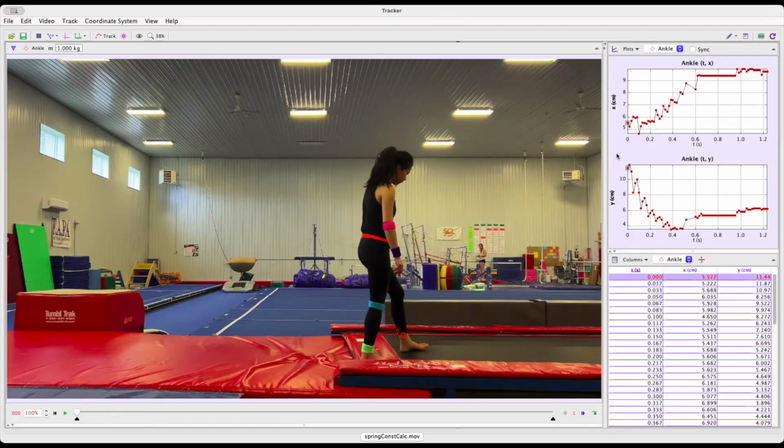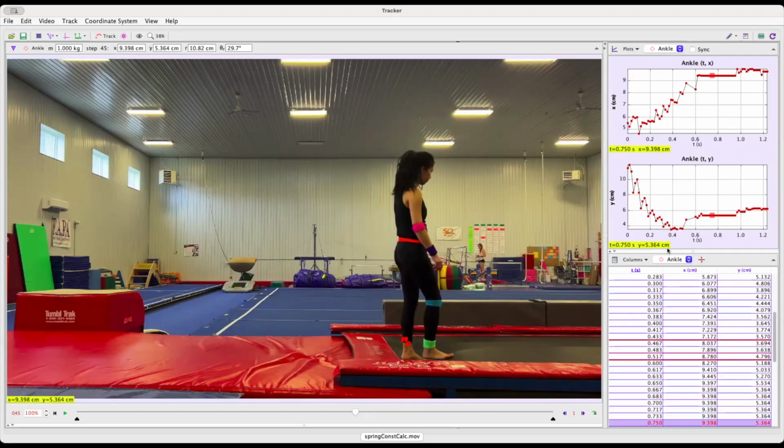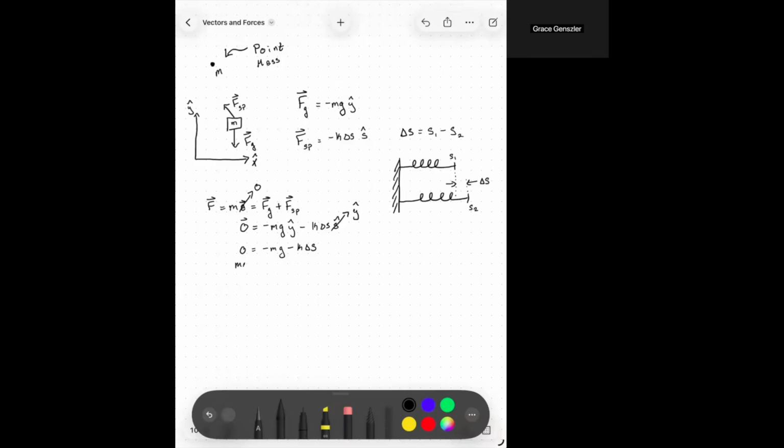My mass and the gravitational constant are known, and the spring displacement we can measure. We'll record my ankle when my foot is just barely touching the surface of the tumble track, so I'm not activating any of the springs. We only care about the y component, so we only need the 10.97 centimeter value. Then we can see where my ankles are when I'm just standing on the tumble track. We only care about the y component, so we only need the 5.364 centimeter value. That's how much I displace the tumble track at rest from only the force due to gravity. We'll take the difference between the two and get 5.606 centimeters. So now we can isolate k and solve for the spring constant.